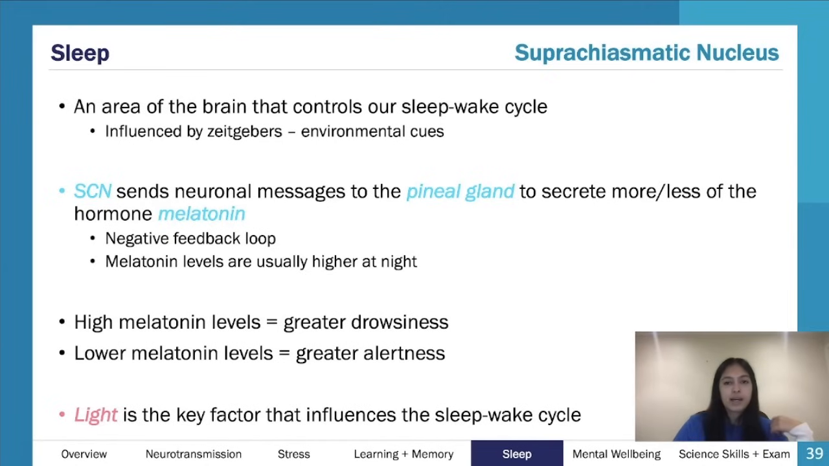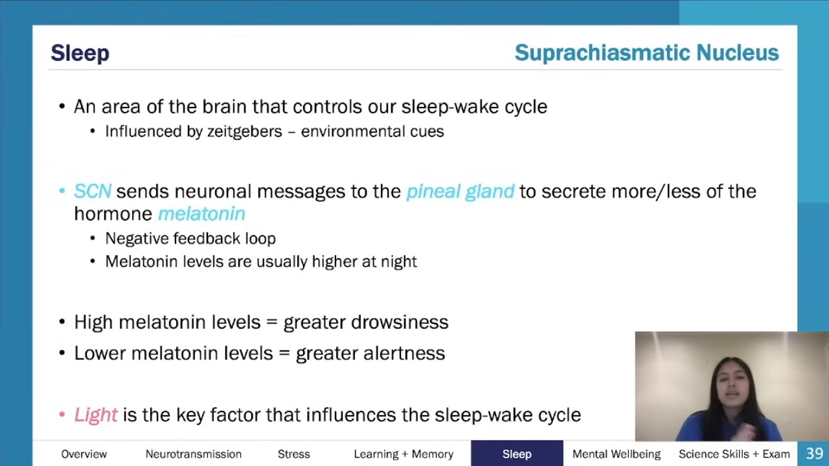Okay. So your suprachiasmatic nucleus, its association with the pineal gland and the release of melatonin, is very, very important. You have to know this, and how it interacts with light, your Zeitgebers, that sort of thing. Your SCN is part of your hypothalamus. It's just a little area in your brain. What happens is it will tell the pineal gland what to do, and the pineal gland will secrete the melatonin. That's ultimately the little pathway that we think of.